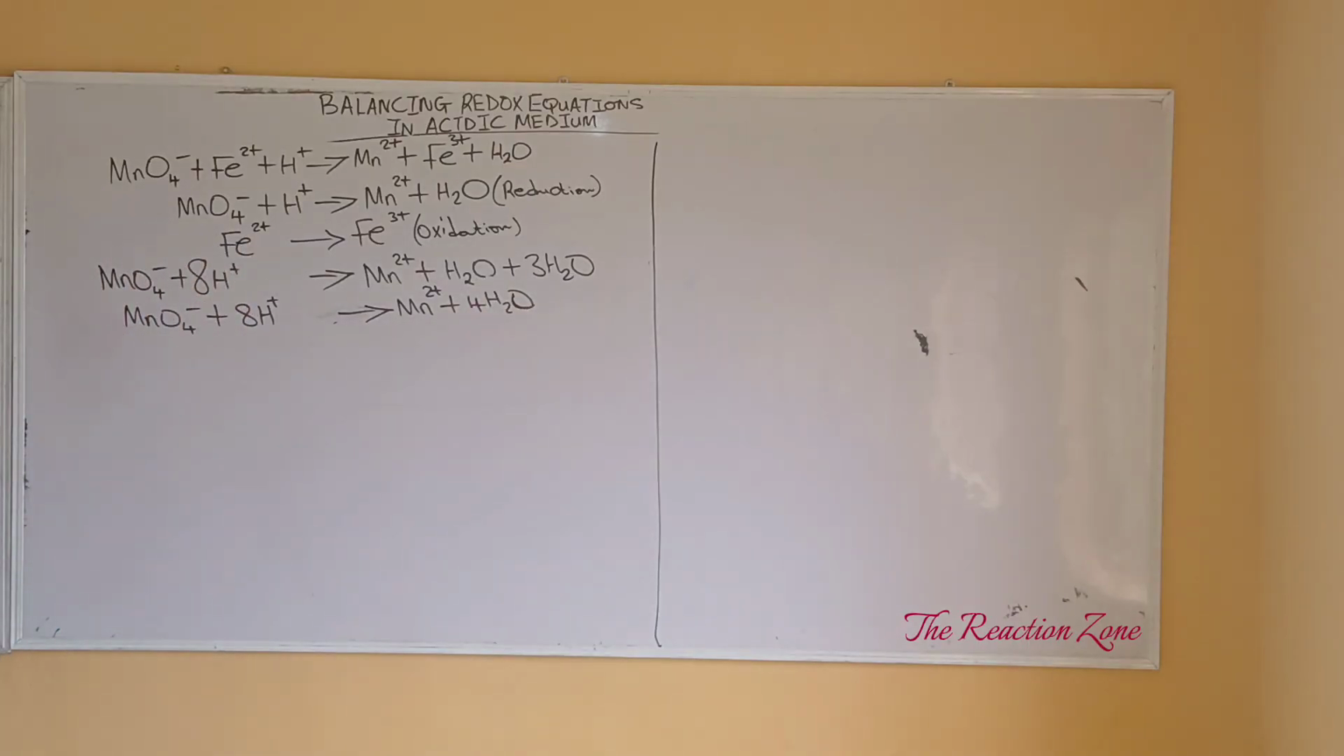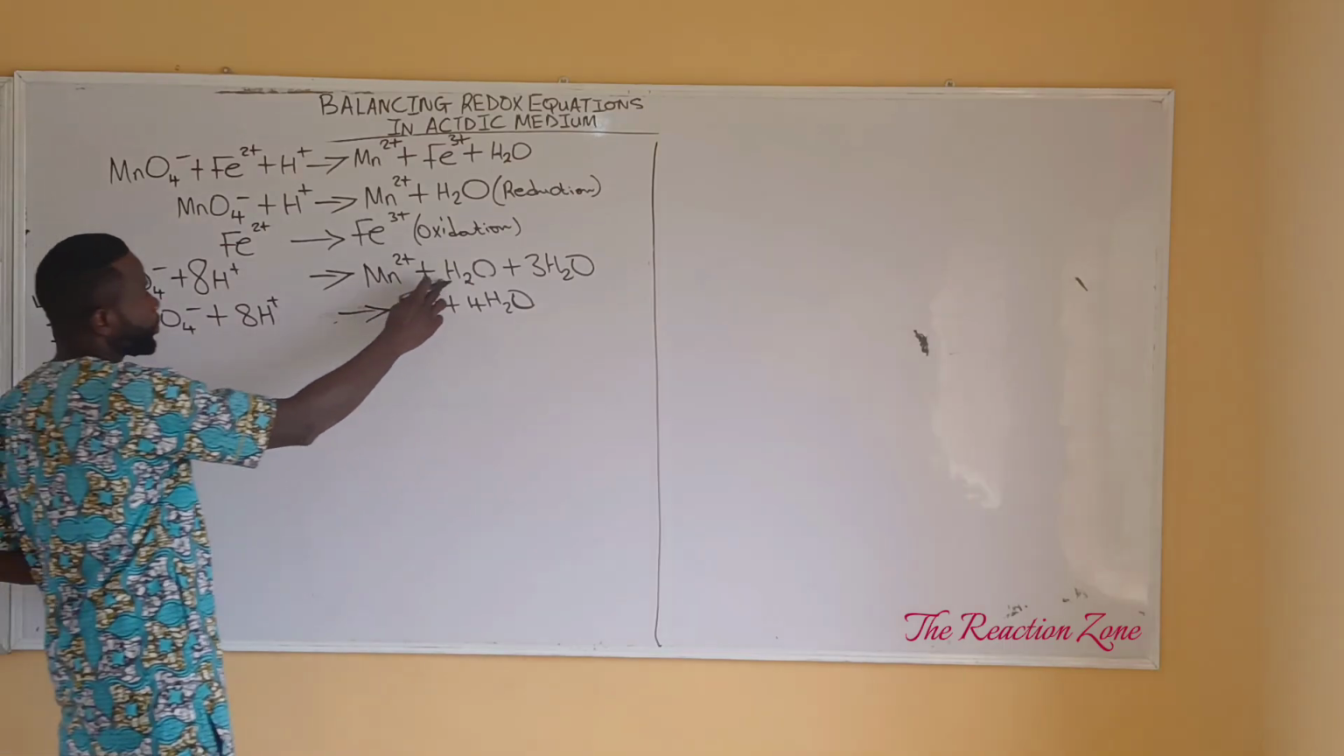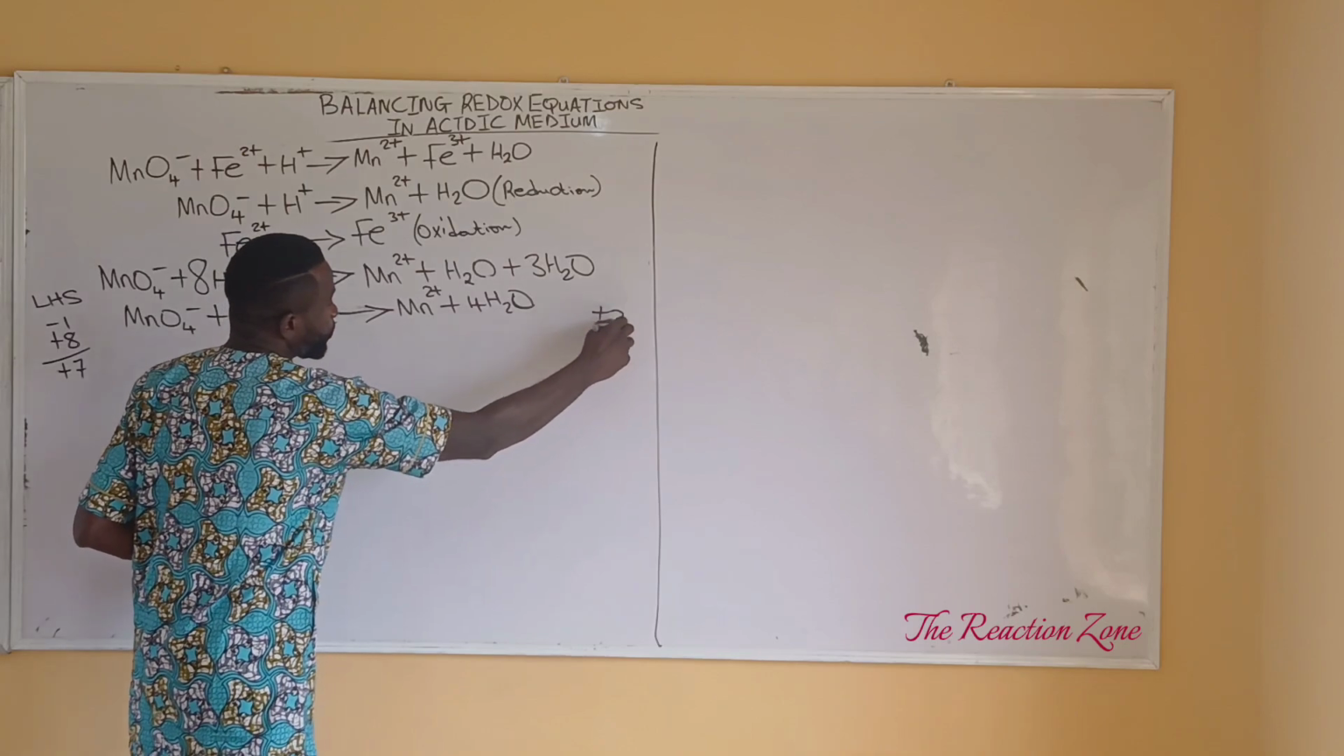So the next thing will be to balance the charges. On the left hand side, let us find the net charge. Minus 1 times 1 is minus 1. Plus 1 times 8 is plus 8. This gives a net charge of plus 7. Plus 2 times 1 is plus 2.